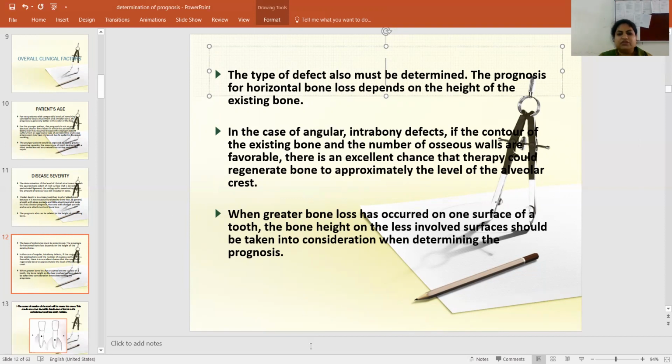For the three wall defect, three walls are present and one wall is absent. So the three wall defect is the most favorable for the attempt at regeneration of bone. In case of a vertical or angular bone defect, a three wall defect has a better prognosis as compared to a one wall defect. Again, when a greater bone loss has occurred on one surface, the bone height on the less involved surface should be taken into consideration when determining the prognosis.